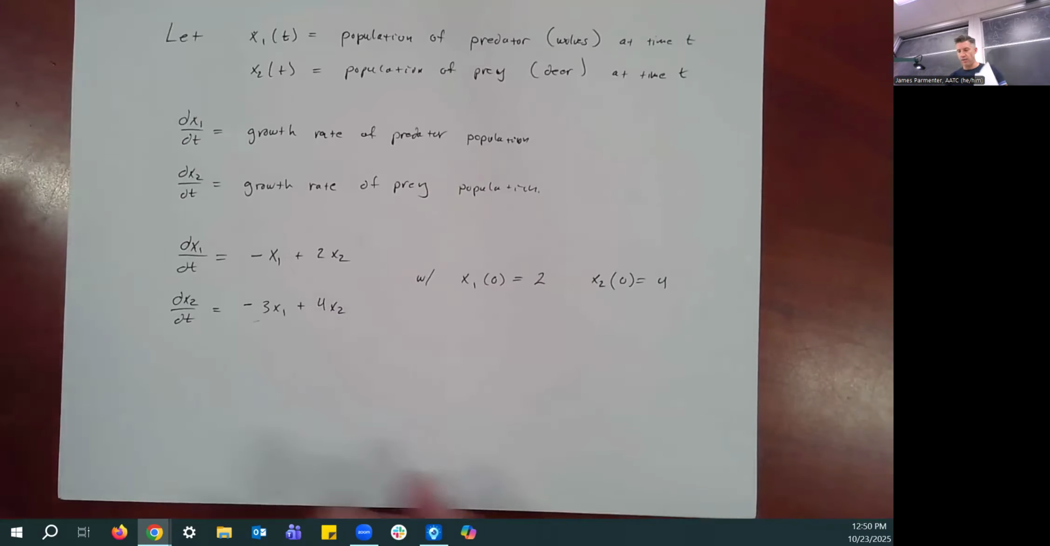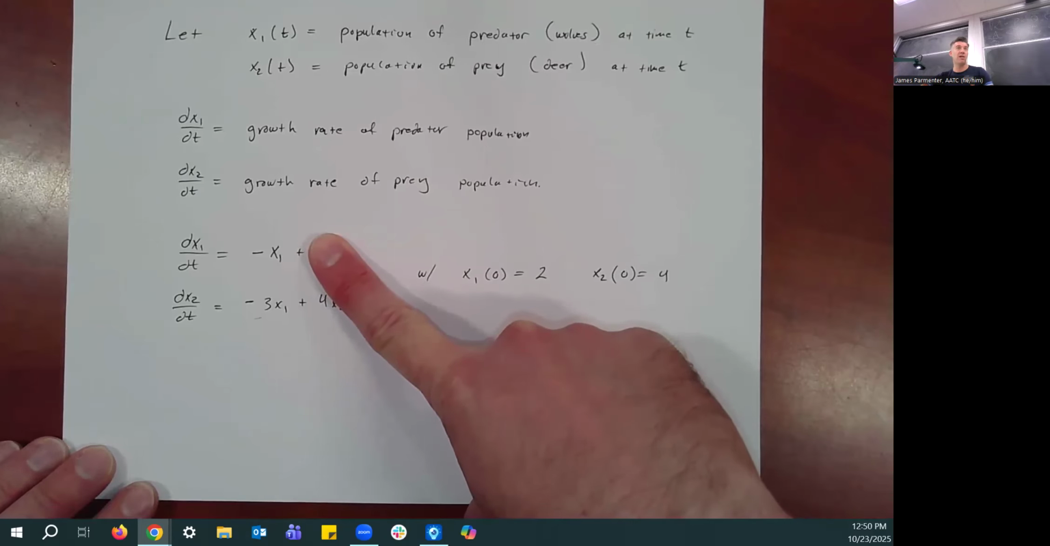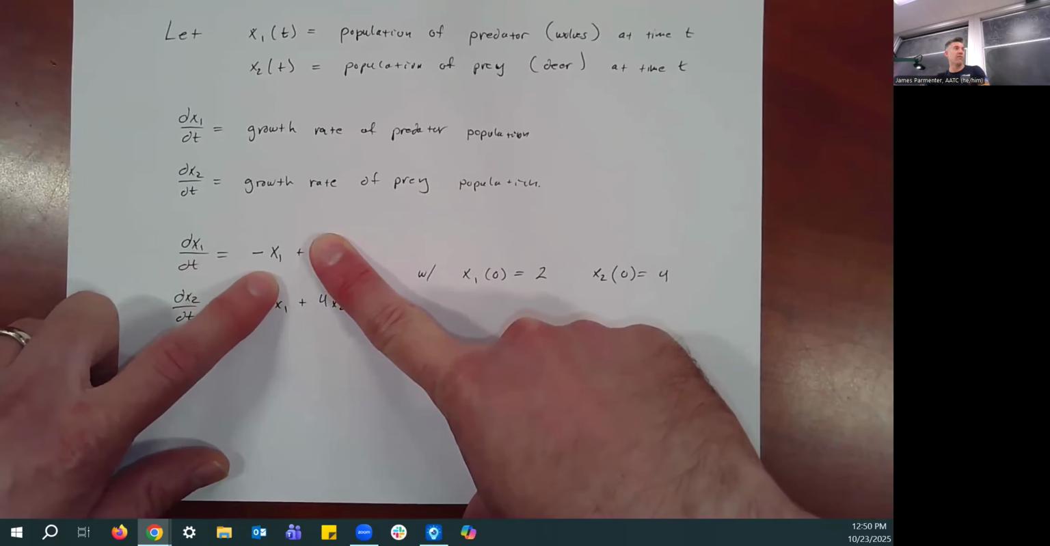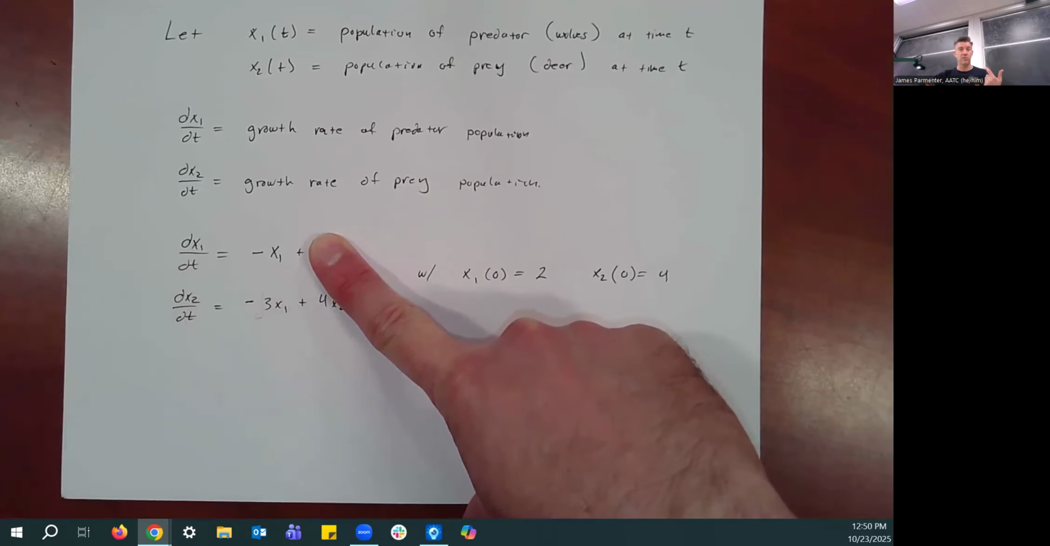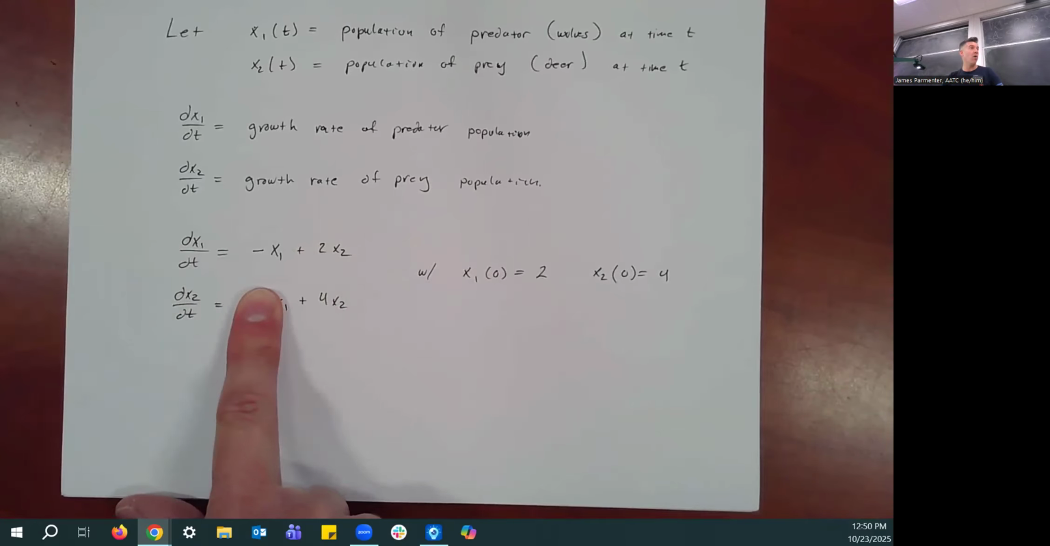Something to think about as well. If we started off with 0 prey, what would happen to the wolf population? Well, it would decline, right? Because their rate of growth would be -1 times the number of wolves there were, or our constant multiple would be negative. In a similar way, if there were no wolves, the deer population would grow.